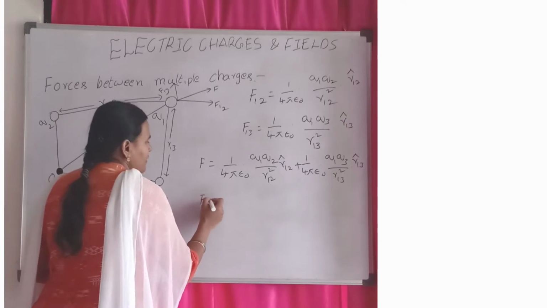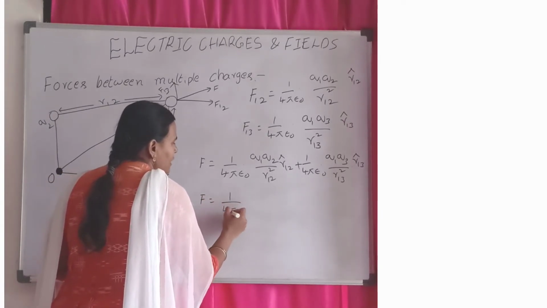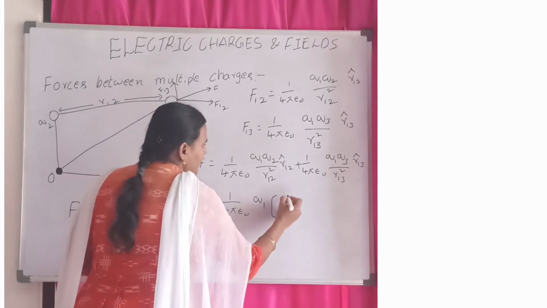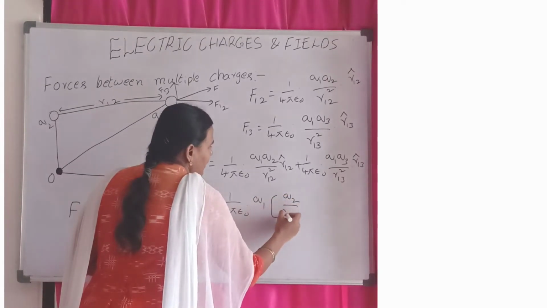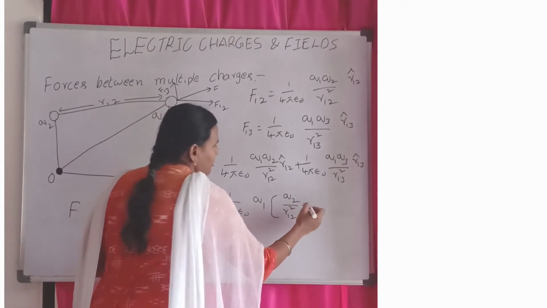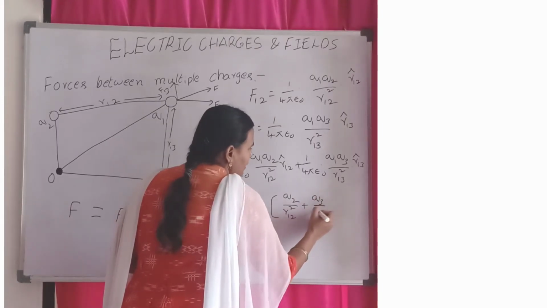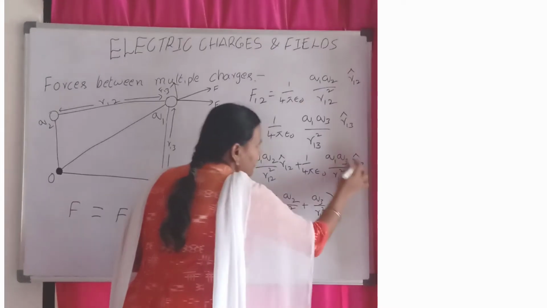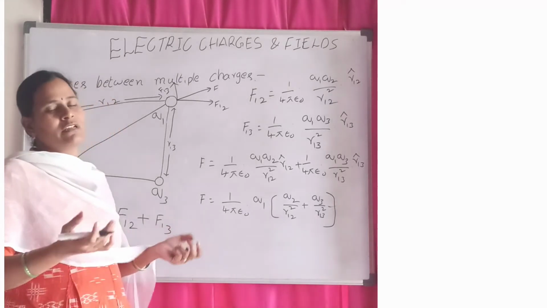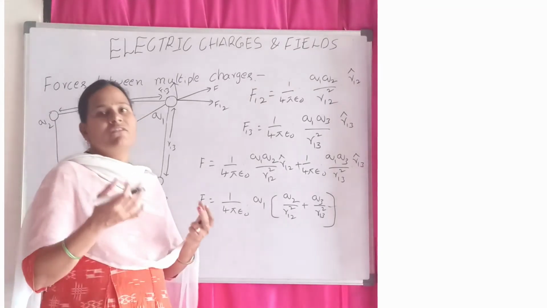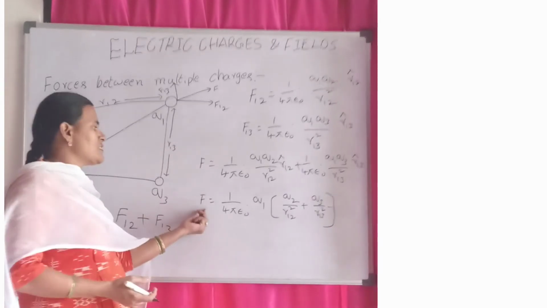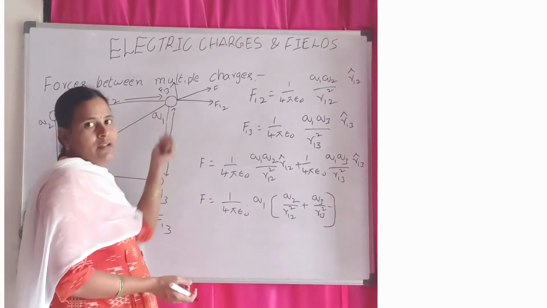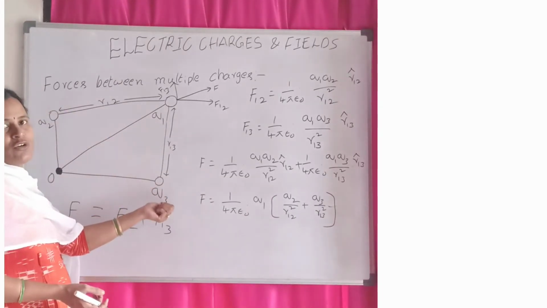Taking the common factor 1 by 4 pi epsilon naught into Q1, you get Q2 by R12 square plus Q3 by R13 square. Here I am not writing R12 cap and R13 cap; they just represent the vector direction. So this is the final force on the charge Q1 by the remaining two charges Q2 and Q3.